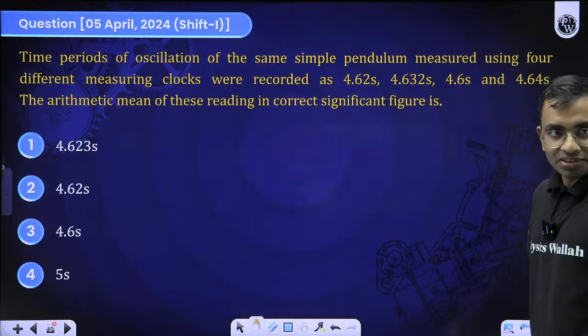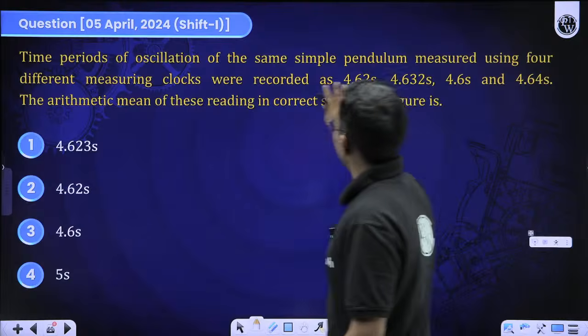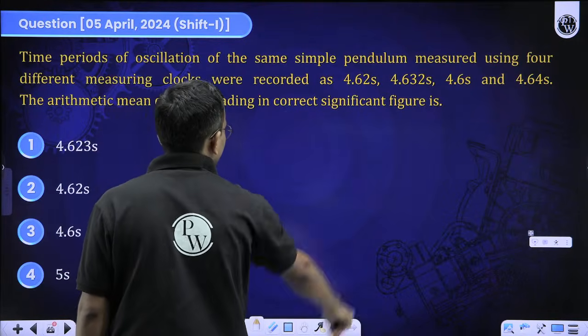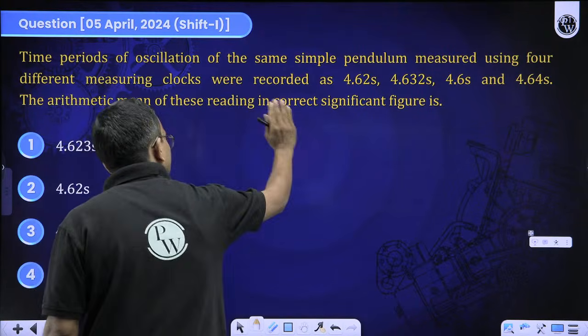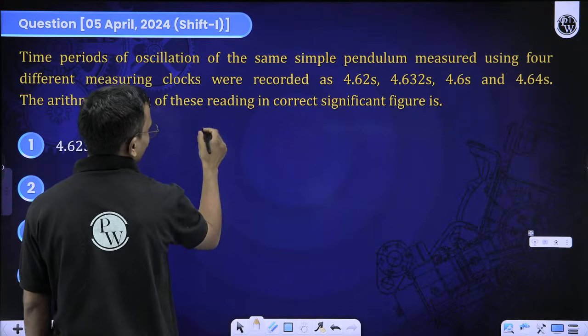Okay, let us do this question now. Time period of oscillation of a simple pendulum. 4 readings are taken like this. What we need to find? Arithmetic mean of these readings in correct significant figures. So you take the mean first and then apply the rule of significant figures. Okay, so first take the mean.